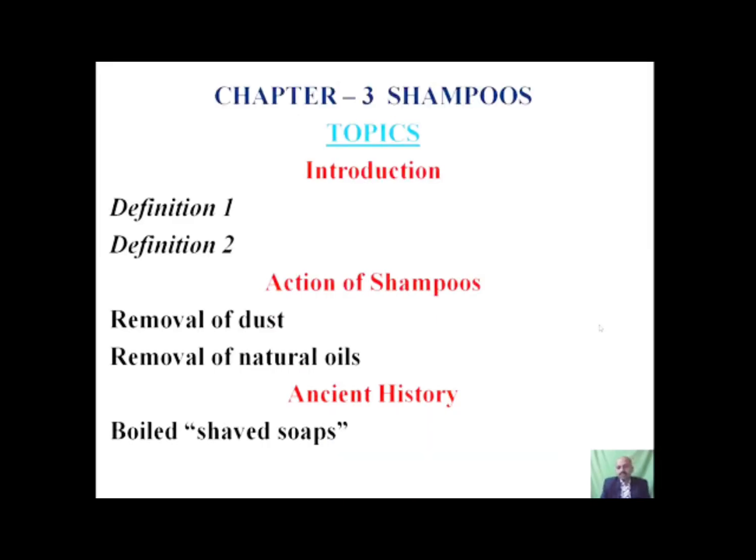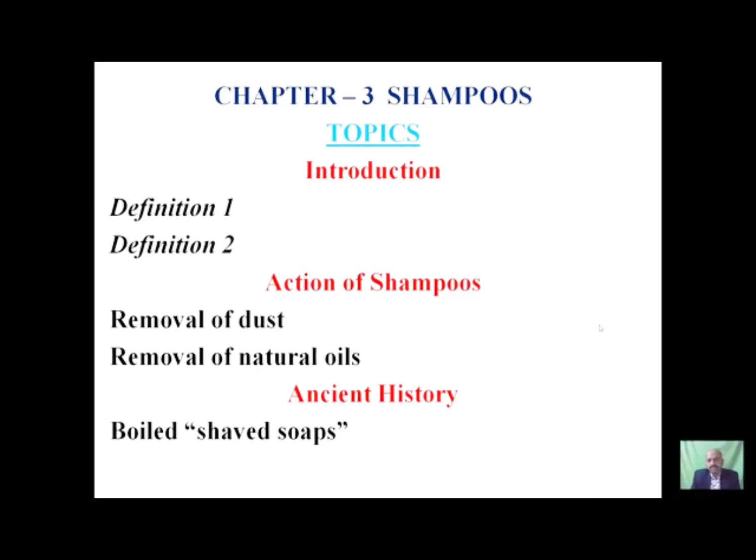So chapter three, shampoos. Actually, the chemistry of consumer products is a fourth year BSc chemistry program consisting of six different chapters. Chapter 1 discusses soap, Chapter 2 detergents, Chapter 3 shampoos, Chapter 4 hair colorants, Chapter 5 skin and manicure products, and Chapter 6 is essential oils. Today we'll discuss Chapter 3, that is the shampoos.